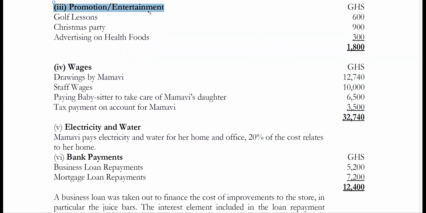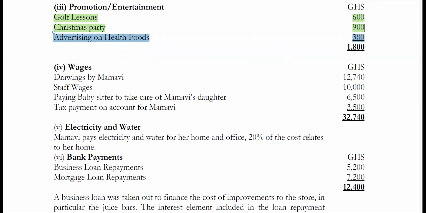Expenses. Promotion and entertainment. Golf lessons, should it be allowed? No. Why? That's personal. Christmas party, disallow. Why? It's not only and exclusively towards the business. So we have to take it out.